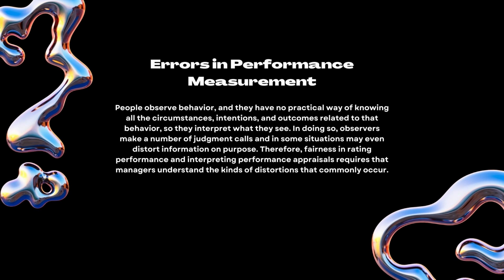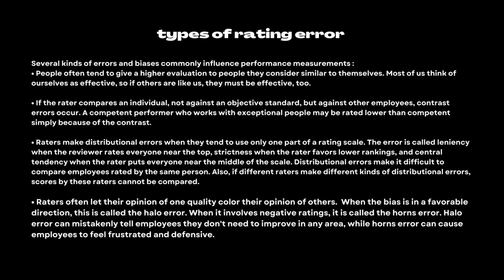Fairness in rating performance and interpreting performance appraisals requires that managers understand the kinds of distortions that commonly occur. Several kinds of error and bias commonly influence the performance measurements. First, people often tend to give a higher evaluation to people they consider similar to themselves. Most of us think of ourselves as effective, so if others are like us, they must be effective too.